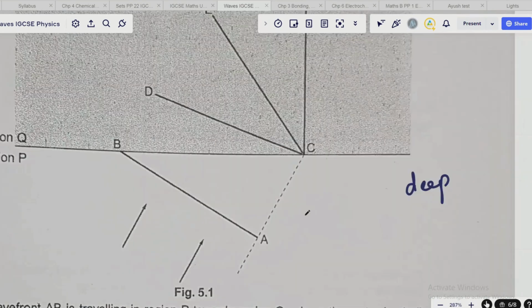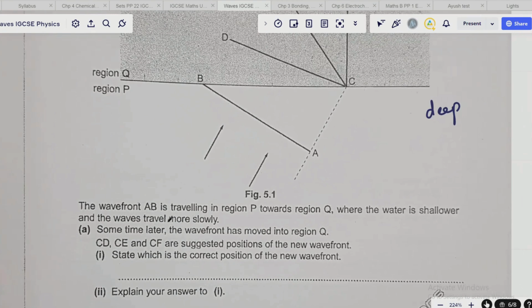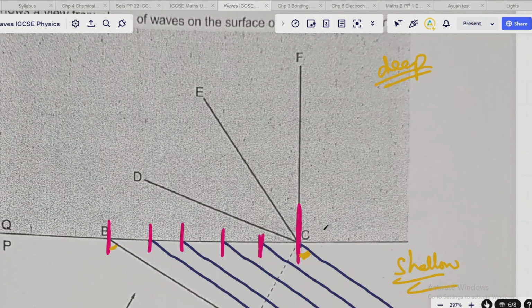So just see, the wavefront AB is traveling in the region P towards region Q, where the water is shallower and the wave travels more slowly. Do you get my point? The wave is traveling. Yeah, I will repeat it again.